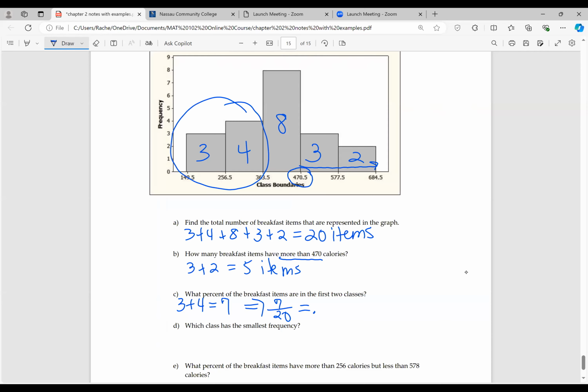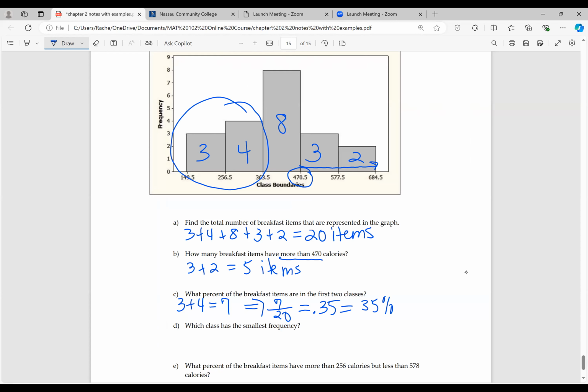And I want you to convert that to a percent. What percent of the breakfast items are in the first 2 classes? And we did that a couple of videos ago. So remember, we multiply the decimal by 100 or we move the decimal to the right 2 places. So that's going to be 35%. So we could say that 35% of the breakfast items are in those first 2 classes.